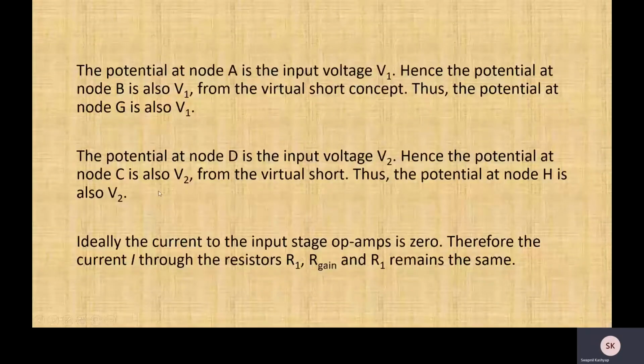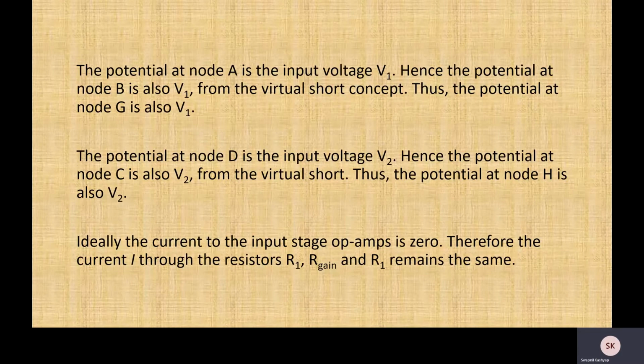Now the potential at node A is the input voltage V1. Hence the potential at node B is also V1 from the virtual short concept. Thus the potential at node G is also V1. The potential at node D is the input voltage V2. Hence the potential at node C is also V2 from the virtual short. Thus the potential at node H is also V2. Ideally the current to the input stage op amps is 0. Therefore the current through the resistors R1, R gain and R1 remains the same.